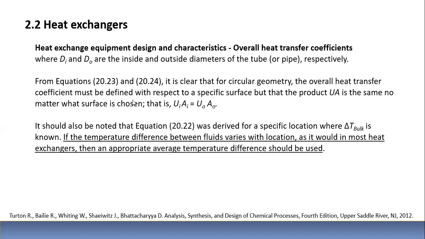It's saying that it should be noted that equation 20.22 was derived from a specific location where delta T bulk is known. If the temperature difference between the fluids varies with location, as it would in most heat exchangers, then an appropriate average temperature difference should be used. Se debería usar un delta T bulk, un delta T del cuerpo, del promedio de temperatura del cuerpo del fluido. Si ese cambia a lo largo del intercambiador, pues se debería utilizar un tipo de promedio entre el ingreso y la salida.